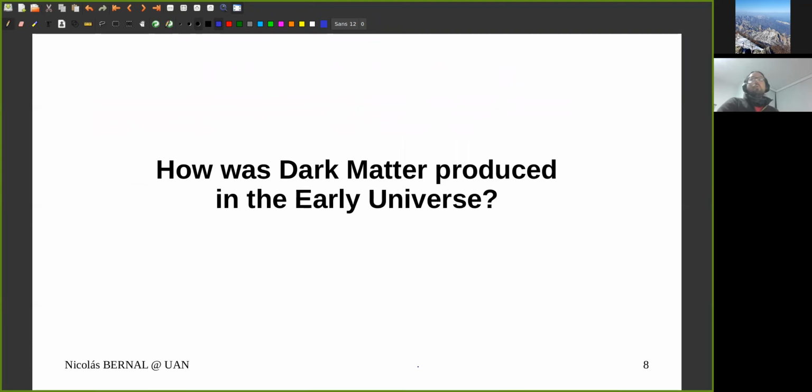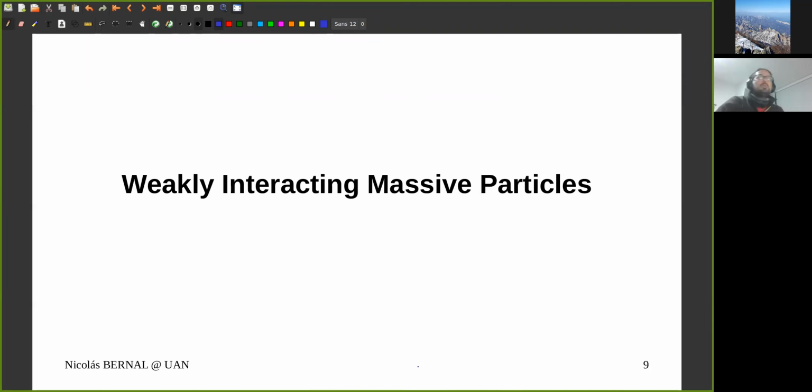Okay. So one question is, how was dark matter produced in the early universe? So the answer is, we don't know. However, there are a lot of models and proposals for producing dark matter in the early universe. And the most famous by far corresponds to WIMPs, so weakly interacting massive particles.